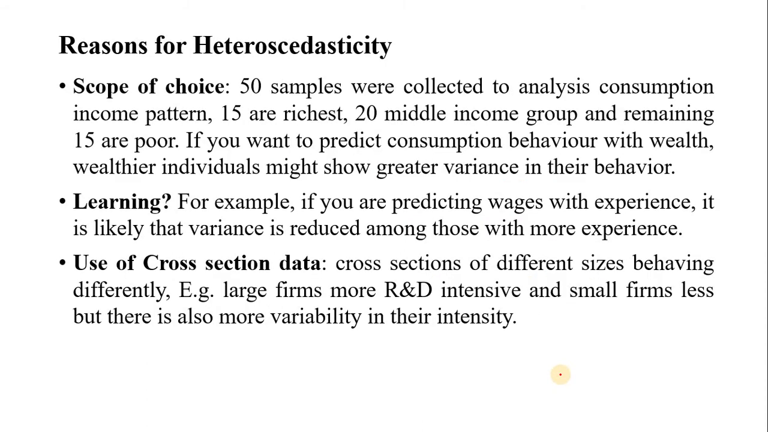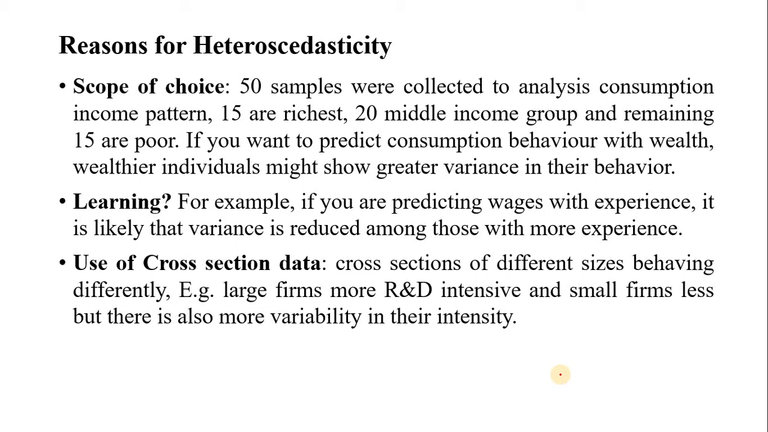Then why are we having heteroscedasticity in our data? If you look at most of the primary data, especially the cross-section data, there will be a problem of heteroscedasticity. So what is the reason for this heteroscedasticity? There are many reasons. The first reason is scope of choice. What does scope of choice mean?